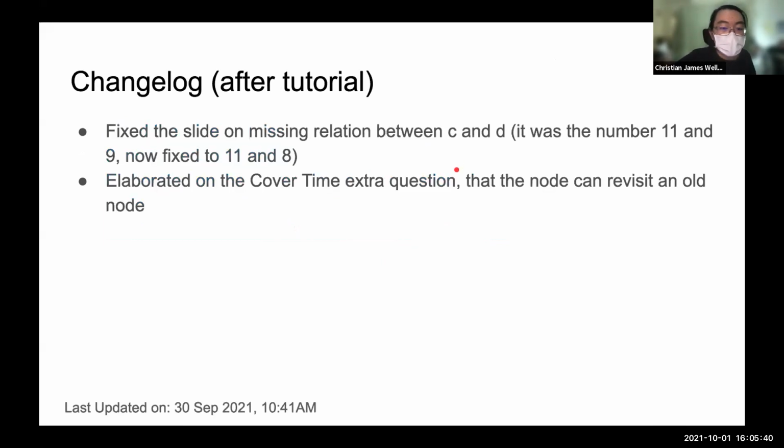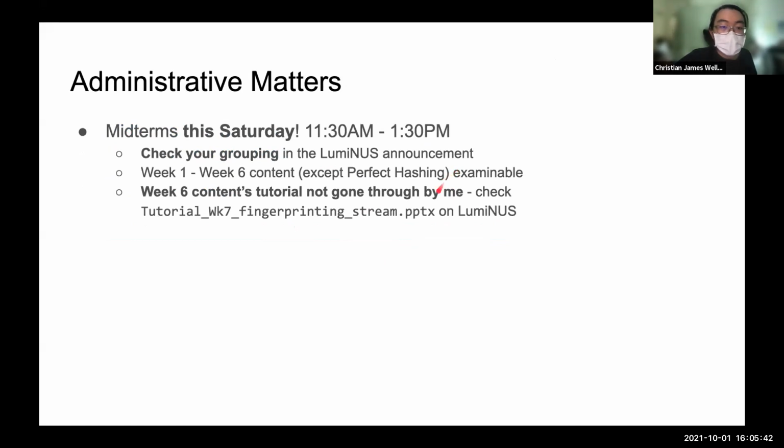All right, this doesn't concern you. I did not update this slide properly, but midterms is this Saturday, tomorrow basically, 11:30 a.m. to 1:15. So take note, it's not 1:30, it's 1:15. Prof changed it to 1:15. Your paper is 1.5 hours, from 11:30 to 1 p.m. And then for 15 minutes, you are given time to scan your answers and upload them. So do check your grouping.